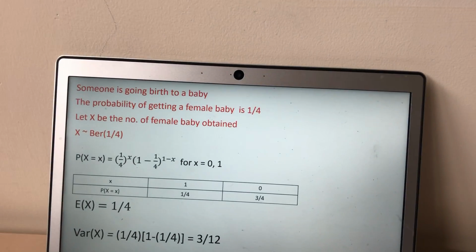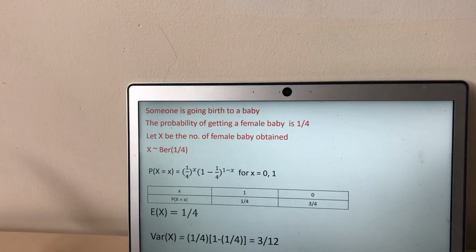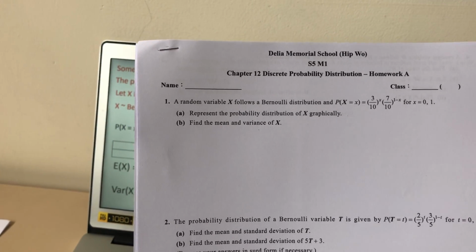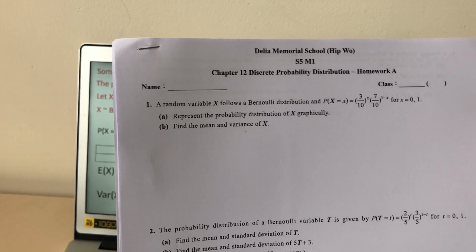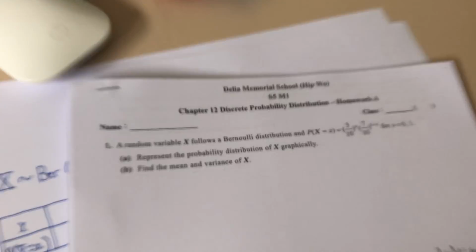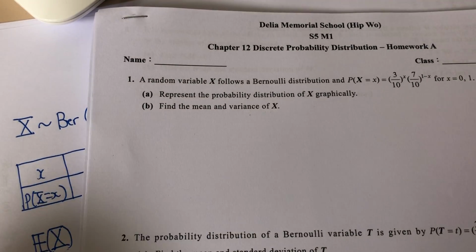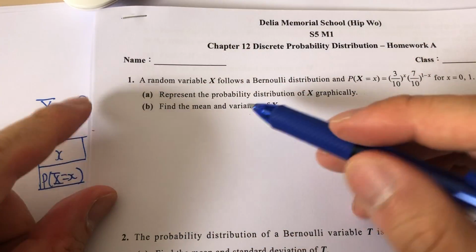Have you received the worksheets for chapter 12? In chapter 12, you have 4 worksheets. Today's homework is homework A, chapter 12. I would like to do one question for you, so that you have a better idea how to do it.